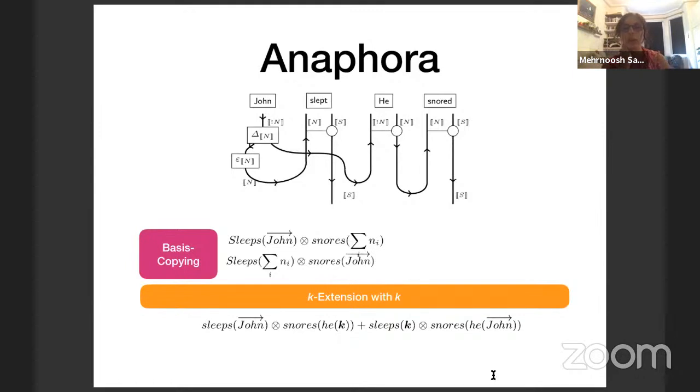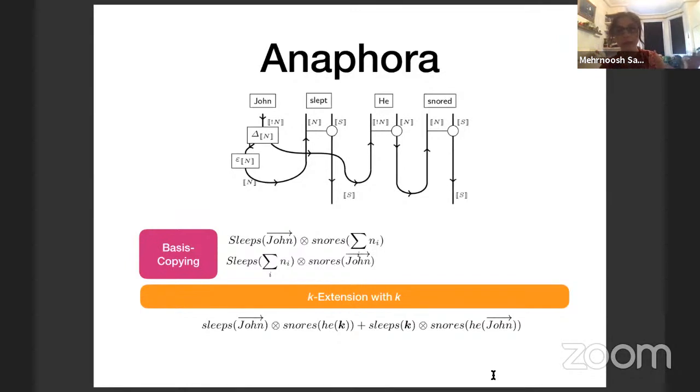Very soon, if you try to calculate these things in all details, you'll see that when you copy the basis of the vector corresponding to John, you get two copies of the basis, and you have to decide what you are going to move to the side of 'he'. Are you going to carry the 'sleeps' to 'he' or keep it at the John side? So if you keep it, you'll get sleeps, John, tensor, snores, Ni.